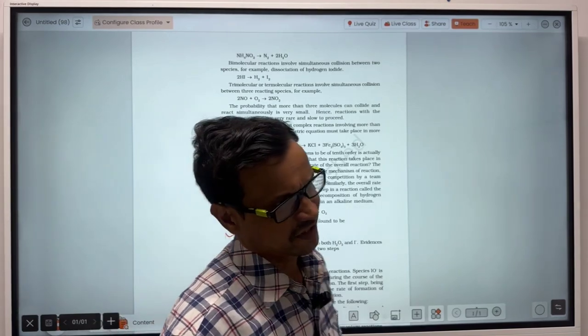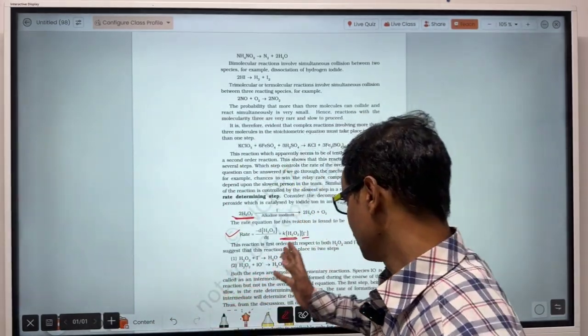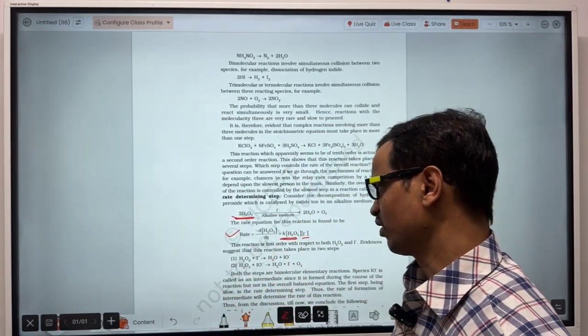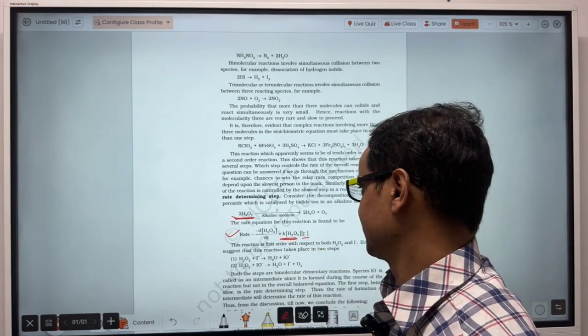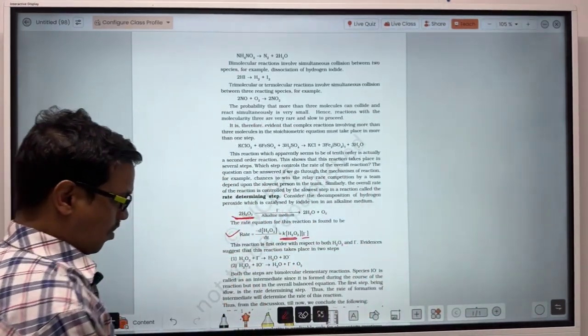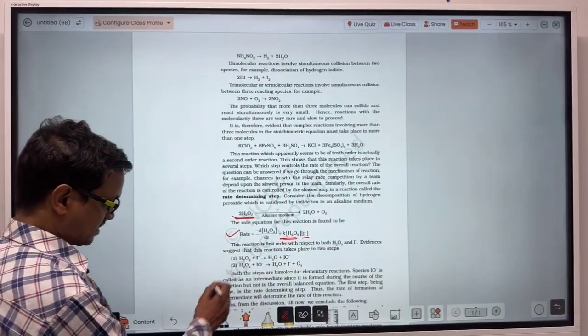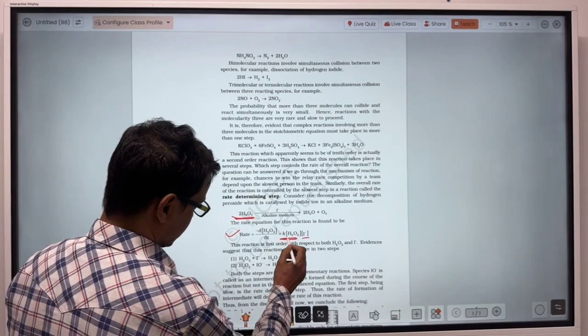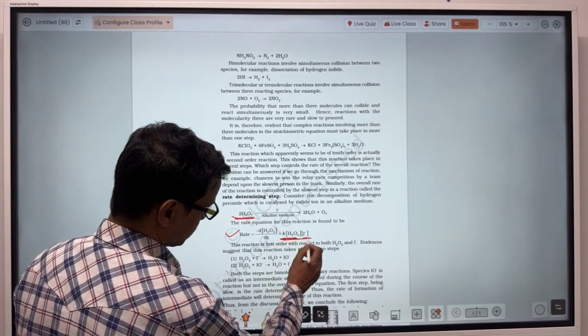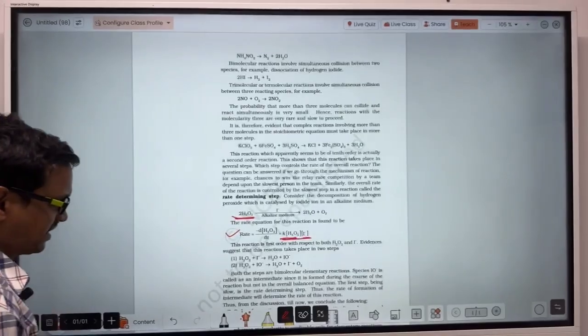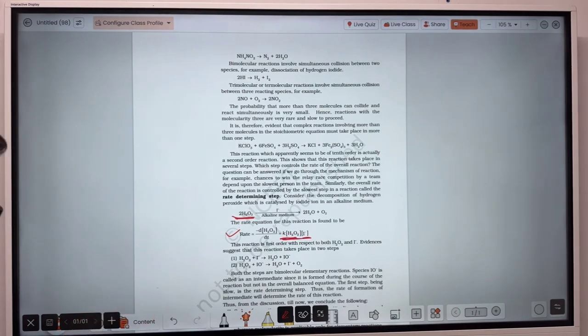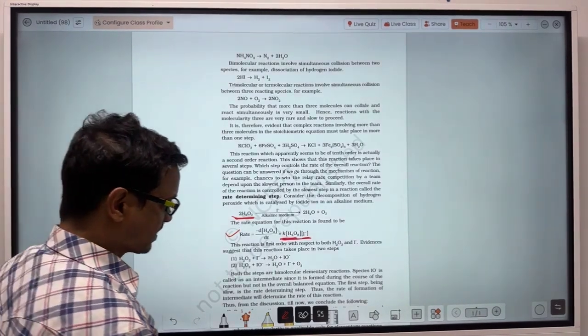What will be the molecularity of reaction here? That also you will have to watch out by observing the order of reaction. Here the rate of reaction is directly proportional to the concentration of hydrogen peroxide and iodide ion. So this reaction is a complex reaction.